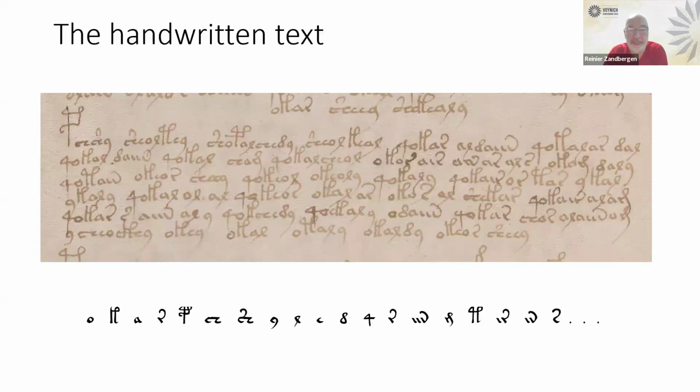So let's look at the handwritten text. Here we see an image of what this text looks like, and we see writing in lines from left to right in an alphabet that isn't familiar from any other document. Below the picture, we see the most frequent symbols used in this handwriting.